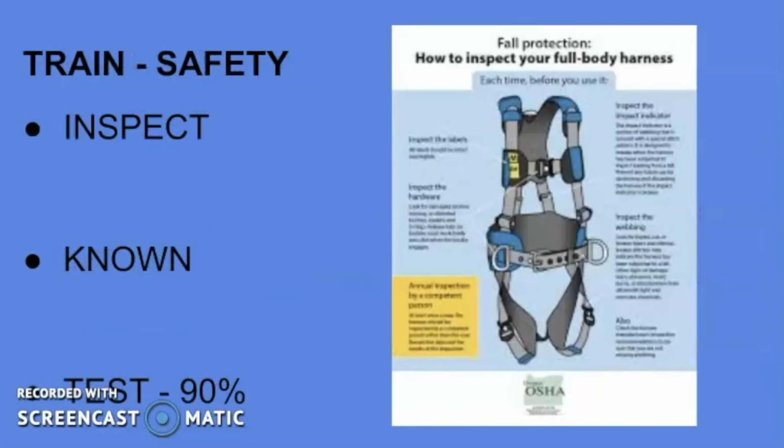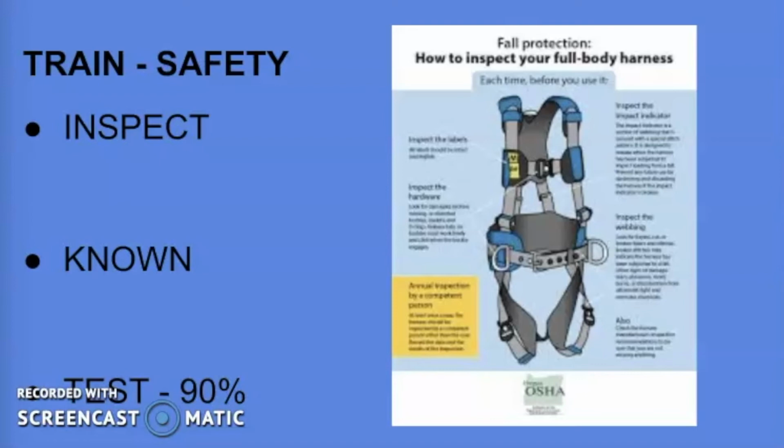And the last one is going to be the train safety. So on this picture right here, it tells you how to inspect your full body harness. So inspecting your full body harness, you have to inspect all the labels. The labels should be intact and readable. And then you must inspect the hardware. So you have to look for damaged, broken, missing, or distorted buckles or D-rings.